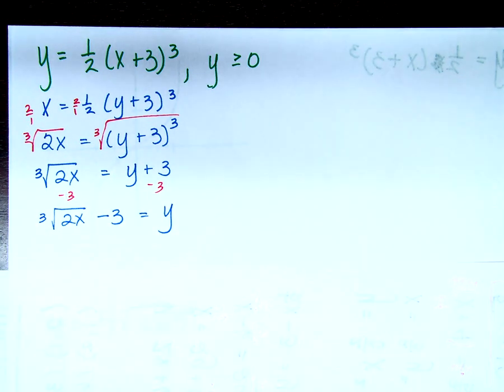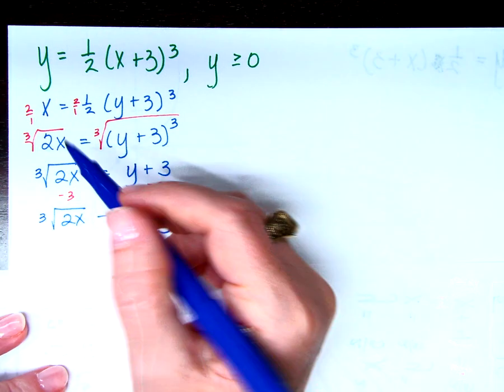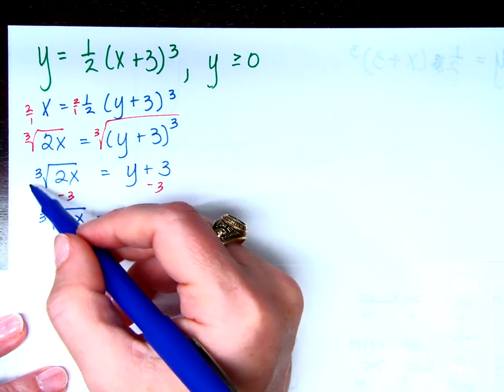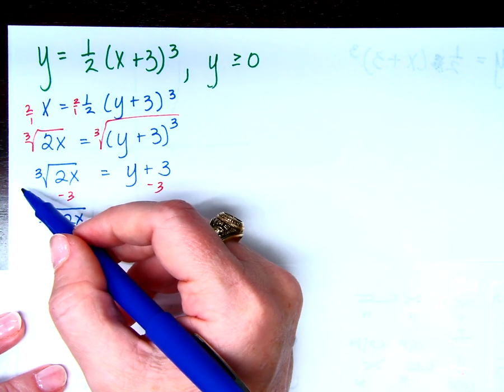Can I ask you a question real quick before we go on? When we cubed root both sides, how come we didn't put plus or minus?